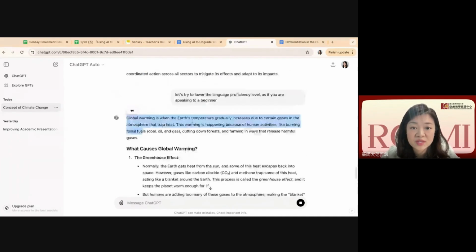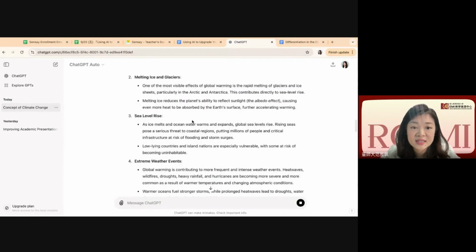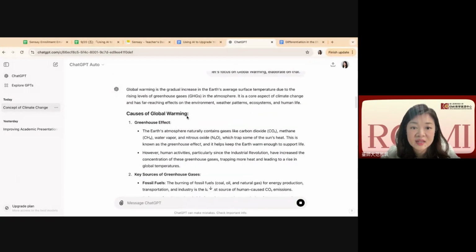The previous one says that global warming is the gradual increase in the Earth's average surface temperature due to rising levels of greenhouse gases, GHGs, in the atmosphere. It is a core aspect of climate change and has far-reaching effects on the environment, weather patterns, ecosystems, and human life.